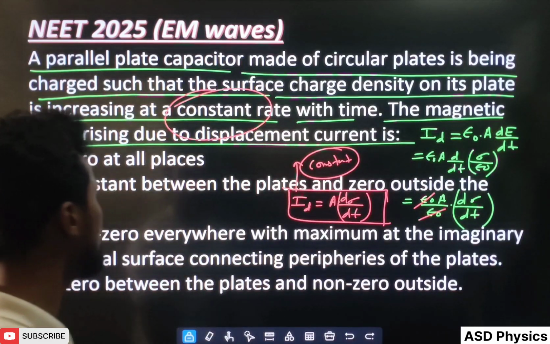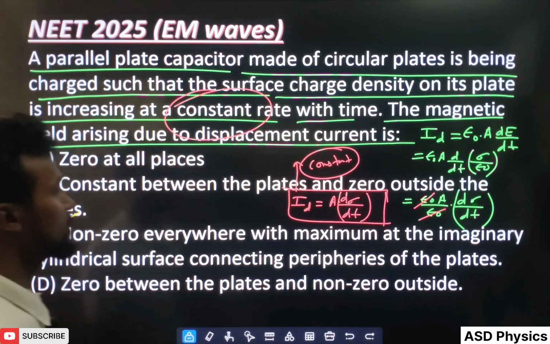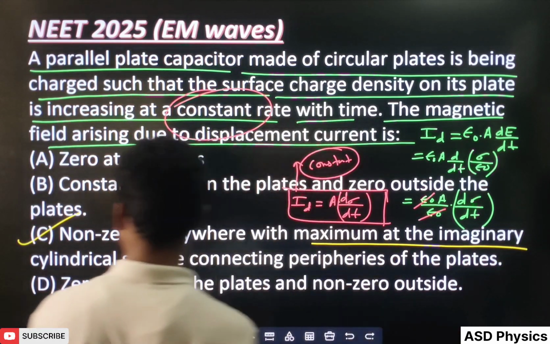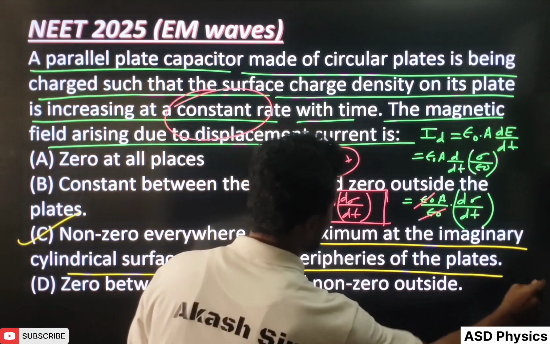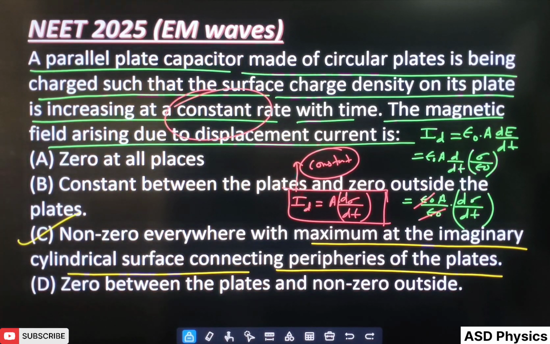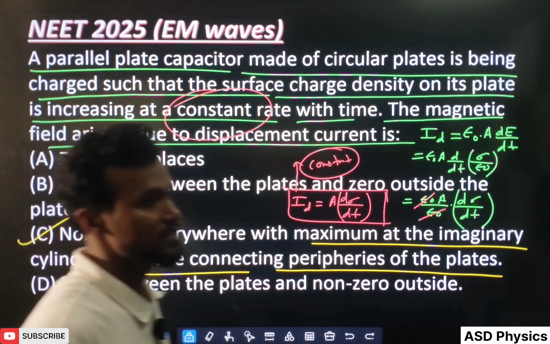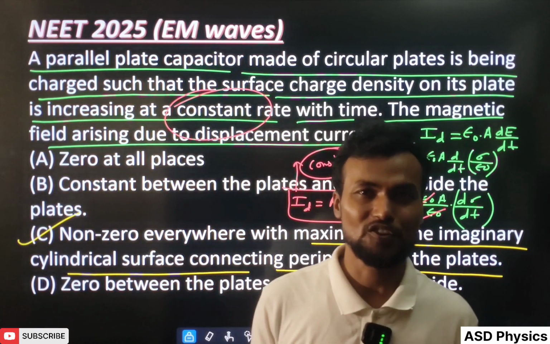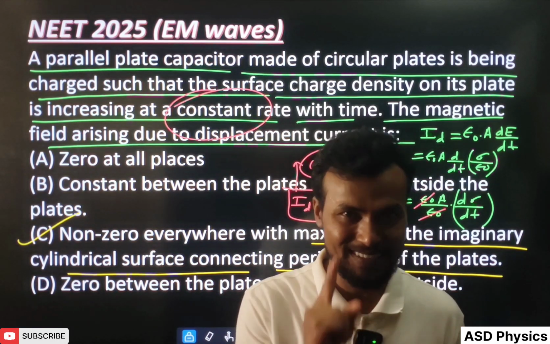So you can see very well, non-zero everywhere with maximum at the imaginary cylindrical surface connecting the peripheries of the plates. It is, students. So I hope you have understood the NCERT Part 1 questions of NEET 2025 very well. Keep studying, keep going.